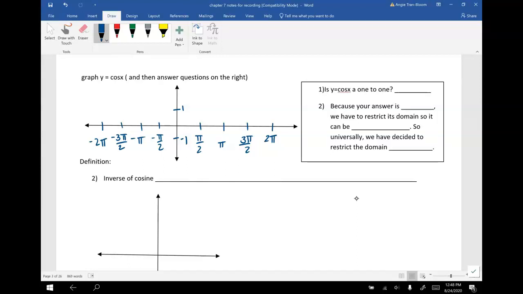So cosine of 0 is going to give us 1. So for cosine, we will start at 1. Cosine of pi over 2 is 0, then -1, back to 0, and back to 1. And then similarly to the negative side of the x values, cosine of negative pi over 2 is 0, negative pi is going to be -1, 0, and +1. And just connect the dots, okay?